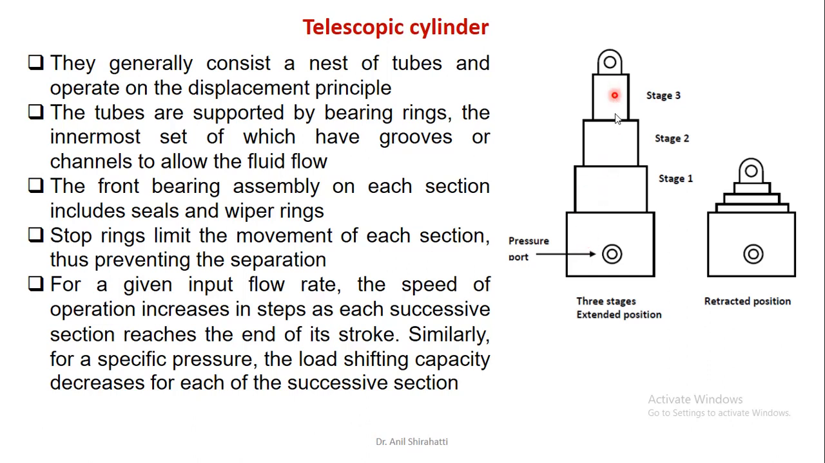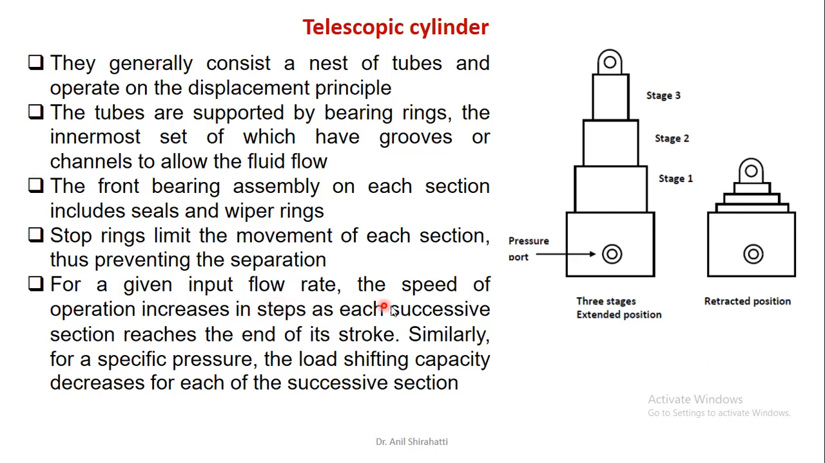So this is stage 1, stage 2, stage 3. As you extend, it will go on becoming such a big height compared to when it is in closed condition. So they generally consist of a nest of tubes operating on a displacement principle. The tubes are supported by bearing rings, the inner set of which have grooves and channels to allow fluid to flow. The front end bearing on each section includes seals and wiper rings.